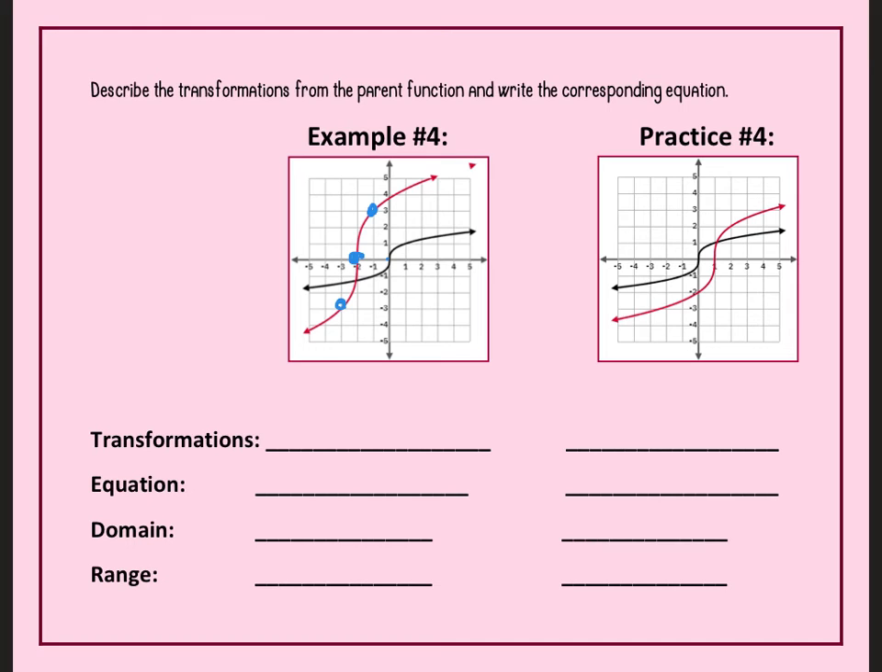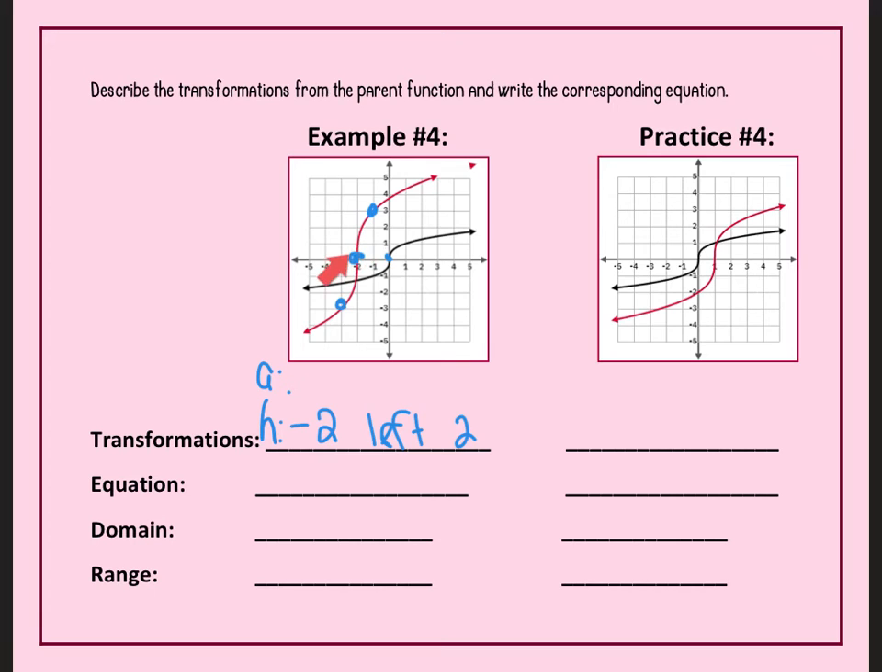So I start here at the origin, and I see that the graph shifted left 2. So I know that my h value is negative 2. The graph went left 2. Now I can tell that this graph has a vertical stretch. How much is that vertical stretch?